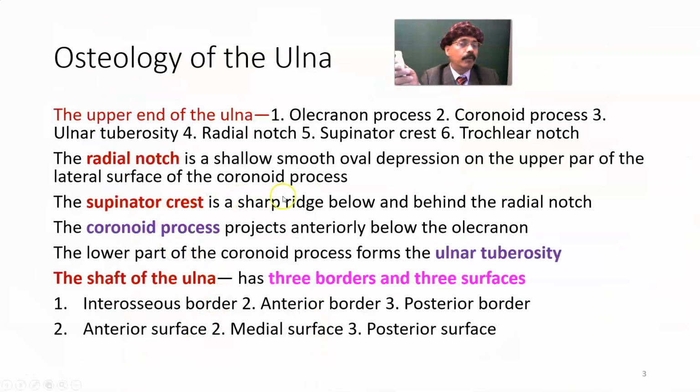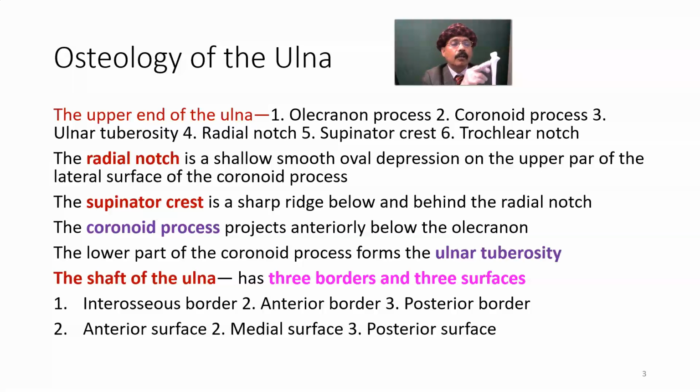On the upper ulna, we have the olecranon process, coronoid process, and ulnar tuberosity. The ulnar tuberosity is located in the lower part of the coronoid process, a rough area. The radial notch is here, for attachment on each side of the capsular ligament of the superior radio-ulnar joint. There is a depressed, shallow, smooth, oval area below the radial notch to accommodate the radial tuberosity.